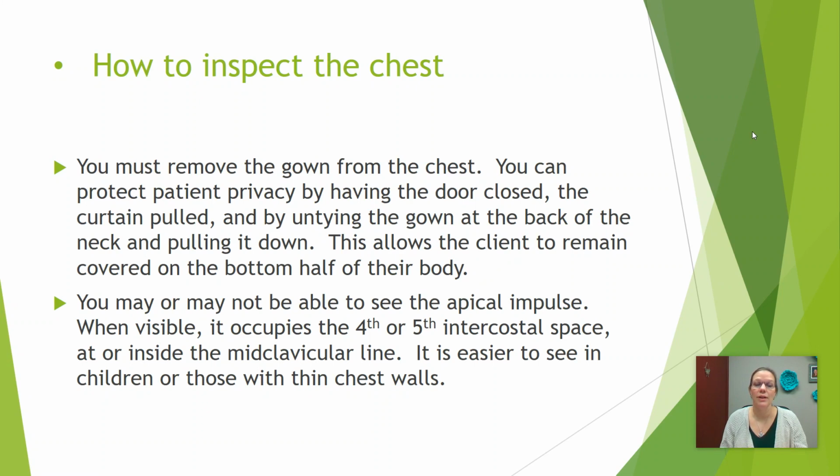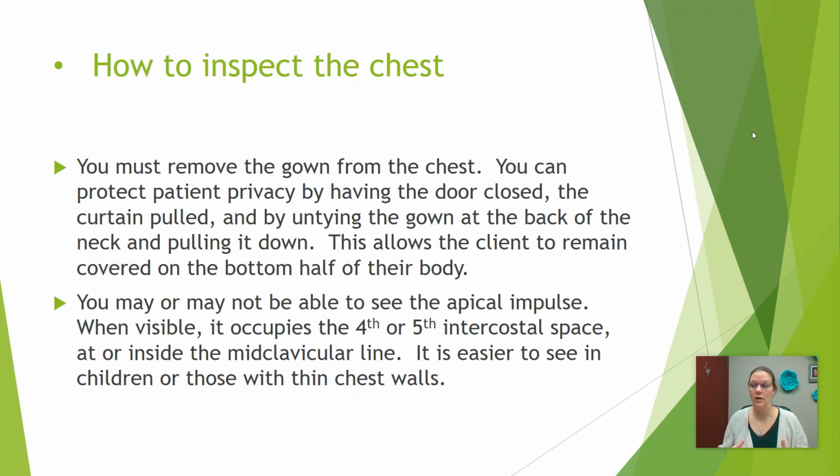Now, you may or may not be able to see the apical impulse. When it is visible, it's going to occur at the 4th or 5th intercostal space at or inside the midclavicular line. So here's your clavicle, midclavicular is halfway, and then down to whichever intercostal space you're looking at. It's easier to see this in children and people with thin chest walls.